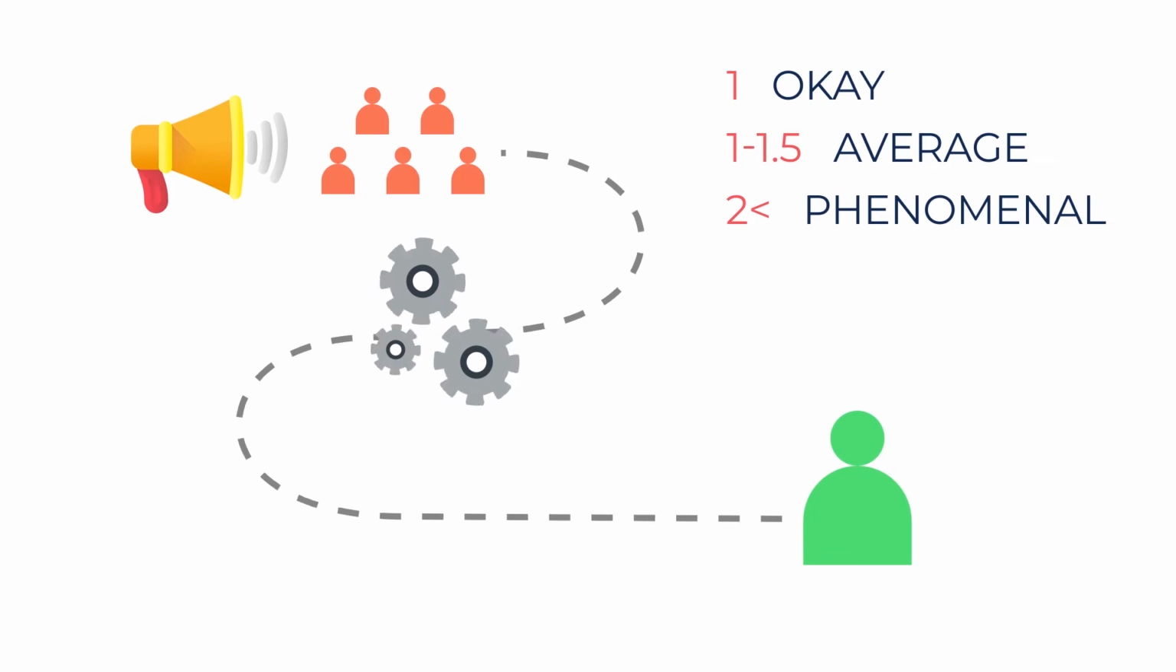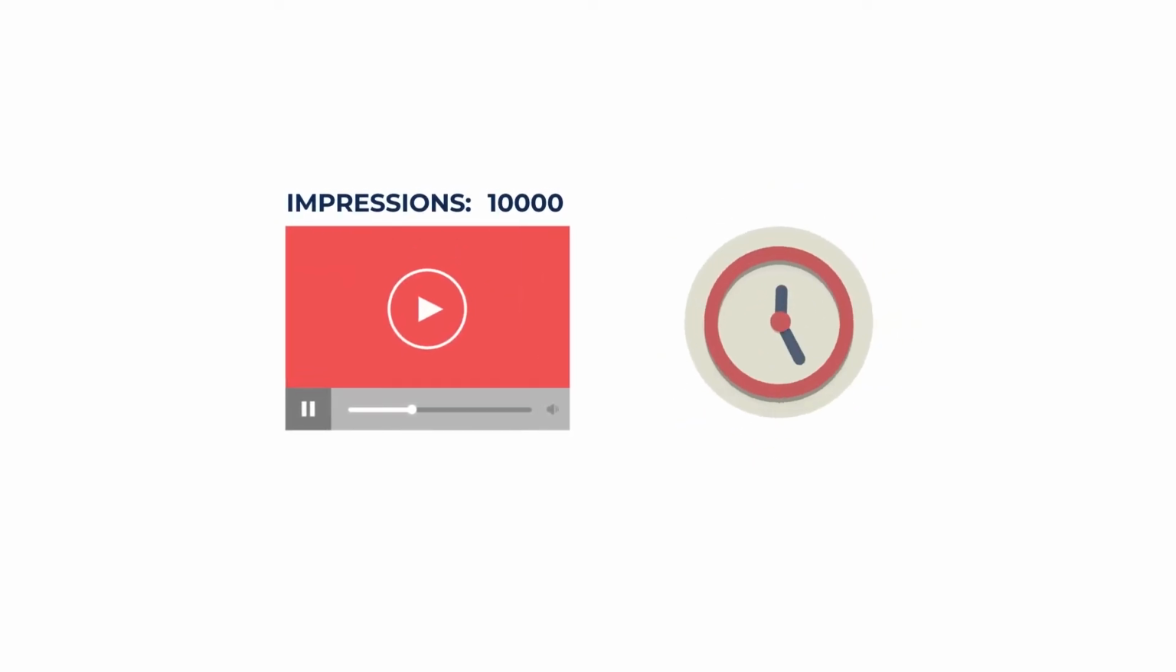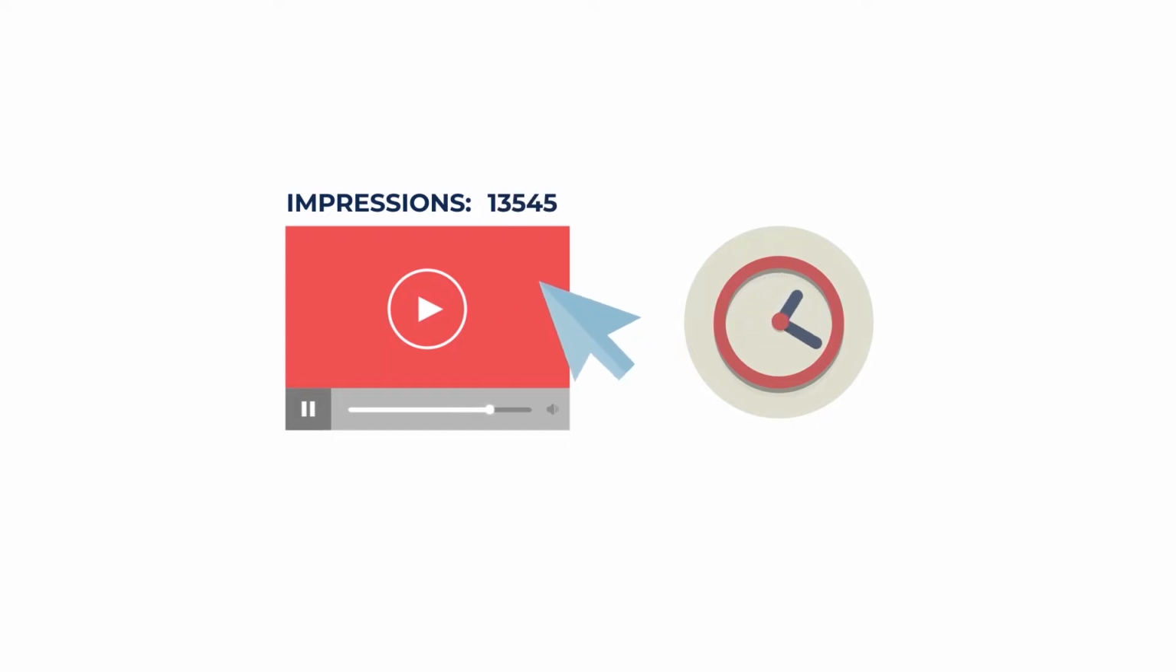The second part of Wassem's question here is, what is a good view rate? For those that don't know what the view rate is, it's the number of times that YouTube served your ad and how many times the video has actually been watched past the 30-second mark, or if they've clicked. So a good view rate for a YouTube ad campaign is usually around 20%.